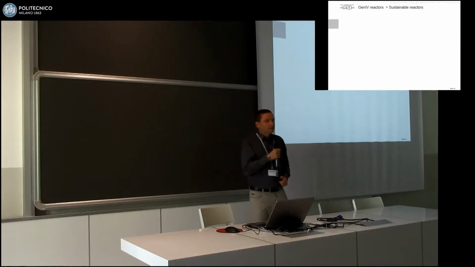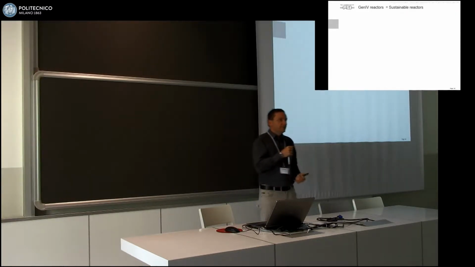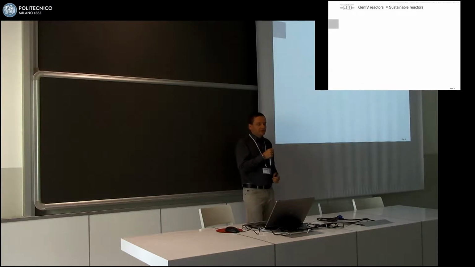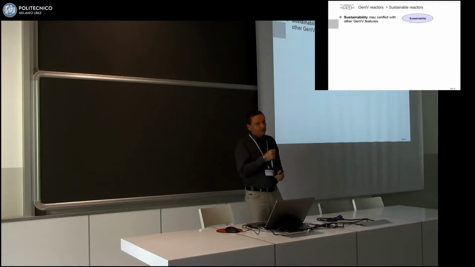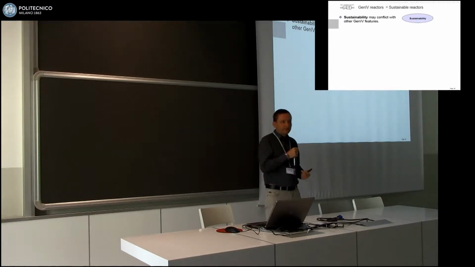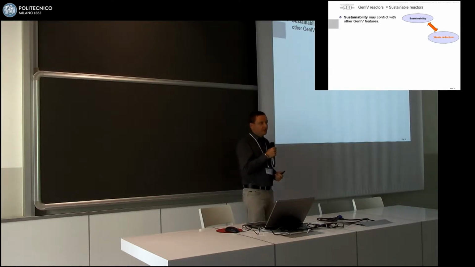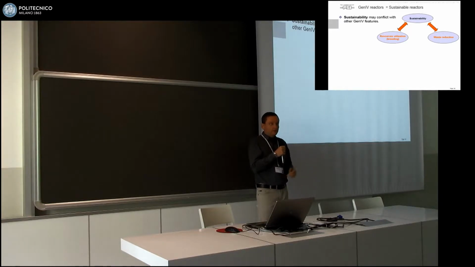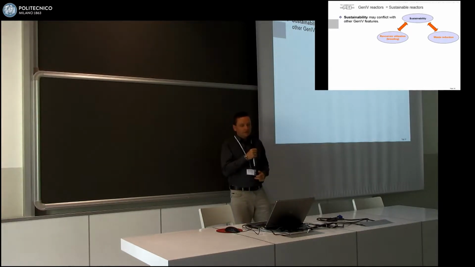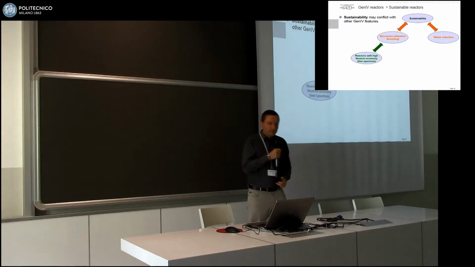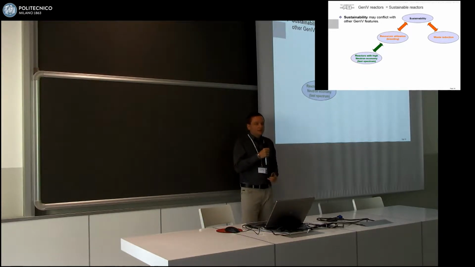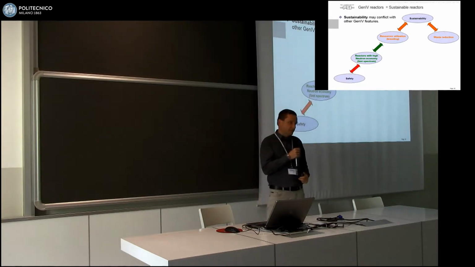Now we speak about fuel cycle sustainability. We speak about Gen 4 reactors, and sustainability is a feature of Gen 4 reactors which may conflict with the other features. For sustainability, you need first of all to reduce the waste and to increase the resource utilization. For this utilization, you definitely need a breeder reactor, typically with fast neutron spectrum. With fast neutron spectrum, you may have safety issues.